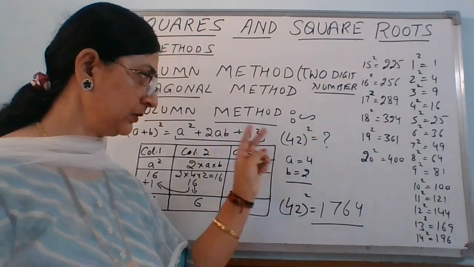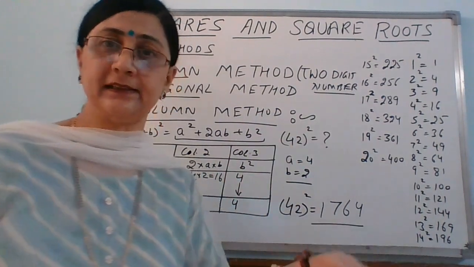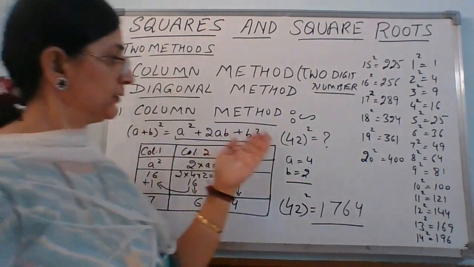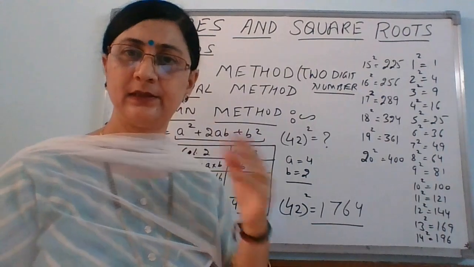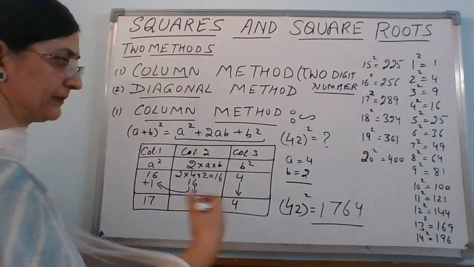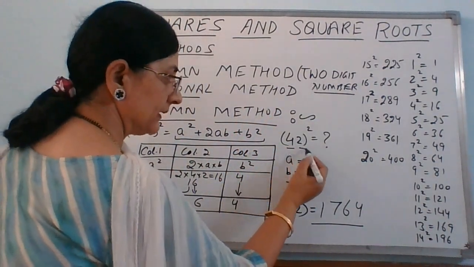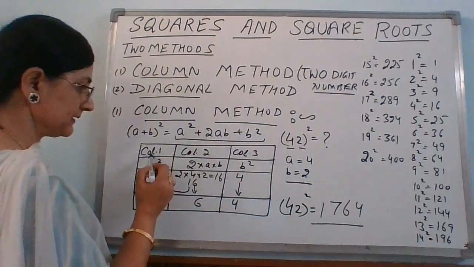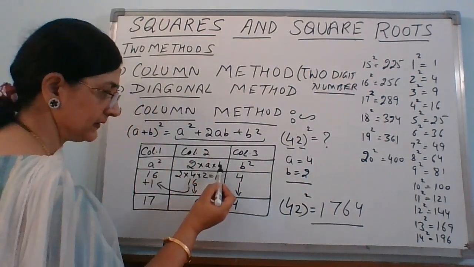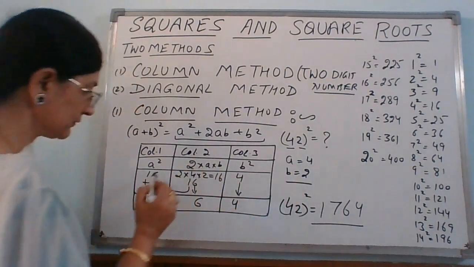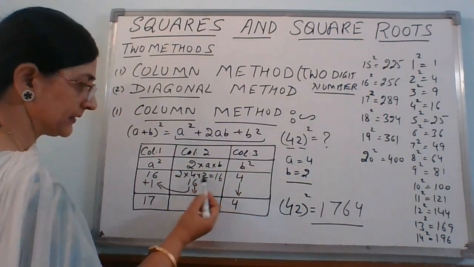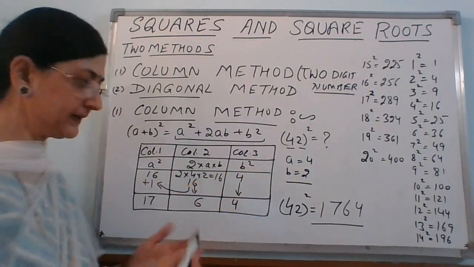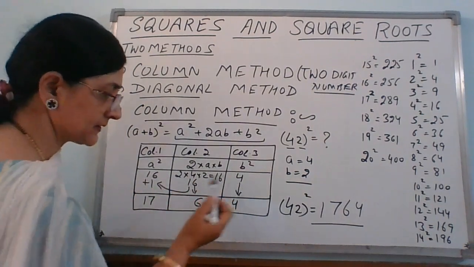You can take 99, but you cannot take 100. Up to 99 you can take any number, right? So take 24, 32, 86, any 2-digit number. I'm repeating again: in that 2-digit number there will be an A and a B, right? Write here A square in the first column, 2 multiplied by A into B, and B square. Square A, square B here, and multiply 2A and B here. Write out the answers. This is 16, this is 16, this is 4.